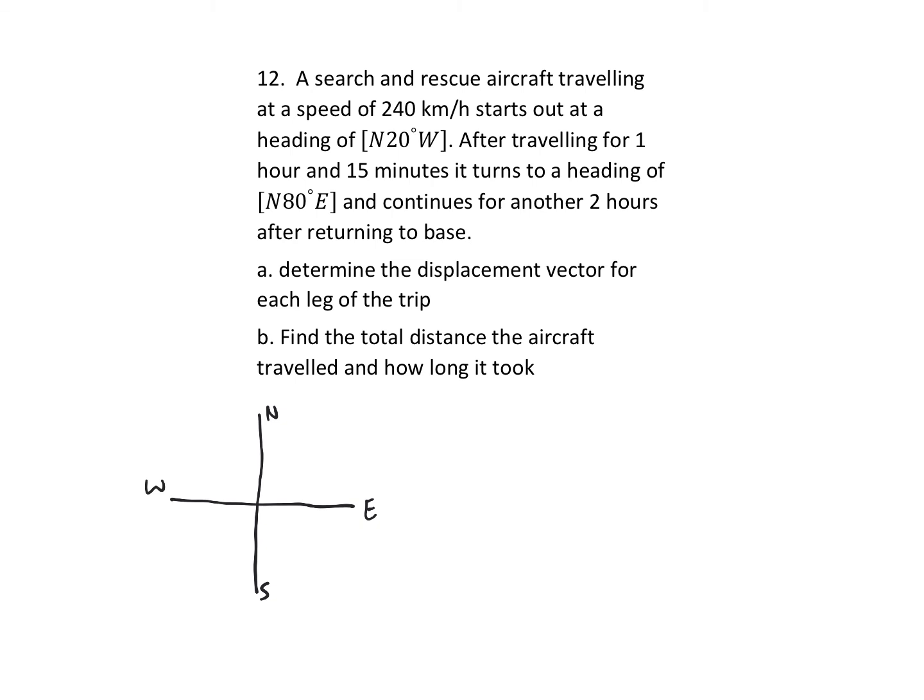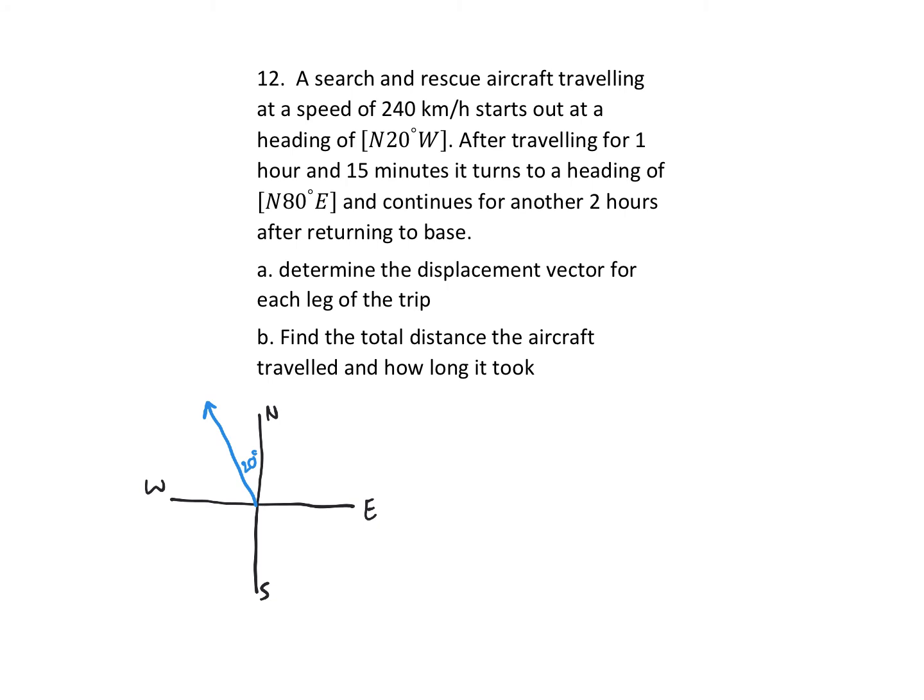We have a plane that is heading out at north 20 west. So it's starting at north and headed towards the west. So let's do this in blue. So that is 20 degrees. So it's headed out at north 20. And then from there, it is headed north 80 east.